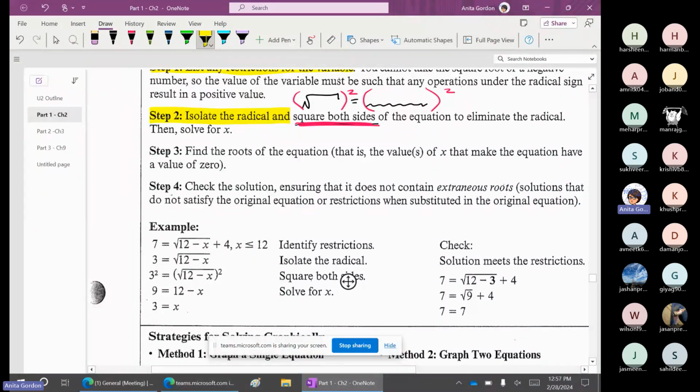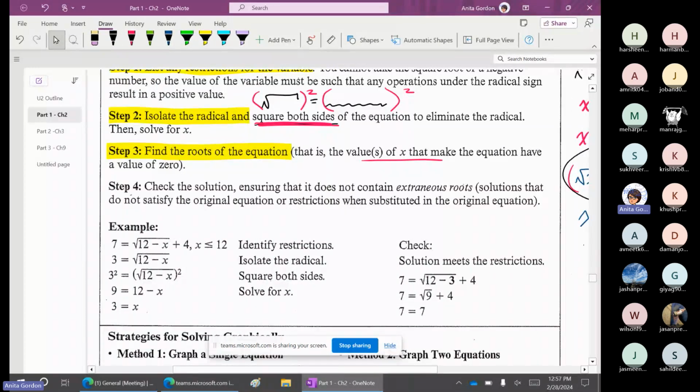The next step is to find the roots of the equation. This means essentially solve for the values of x. And the last step is that we have to check our solution. It feels silly to check the solution because if we've done the math correctly, then the answer we get should be correct. However, context matters here.